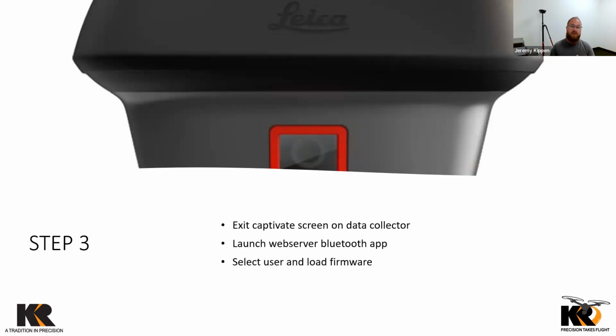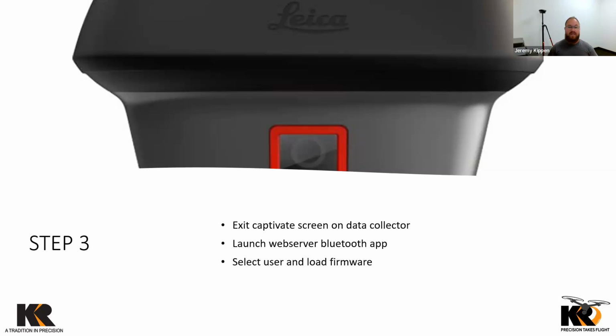Rule of thumb is we always start with our GS units first, so your GS16, your 15s, your 14s, your 18s. The reason being is you always want to get those units done first because we are relying on a Bluetooth connection to communicate while we're doing our firmware updates. If you were to do your data collector first, you're going to lose Bluetooth connection to your GPS unit and so forth. So it's recommended that you start with your GPS unit first and then finish with your data collector last.